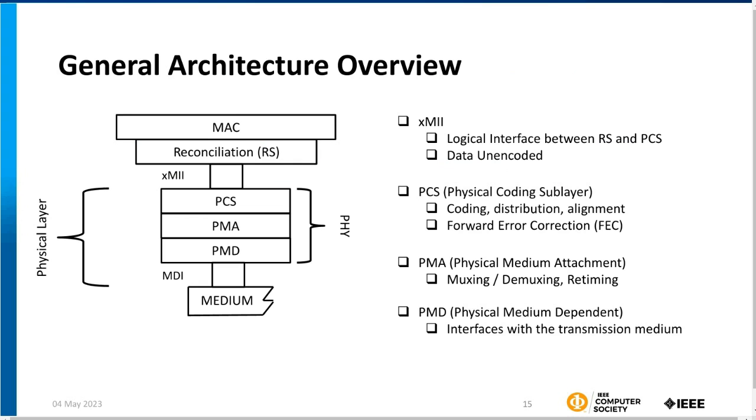All right, so from a general architecture overview, I know these building blocks, people sometimes don't get it, but it really is a simple way for us to look at what we're doing. We have the MAC, and then we go to the RS, what's called the reconciliation sublayer. And then we have the PCS, and that is the physical coding sublayer.